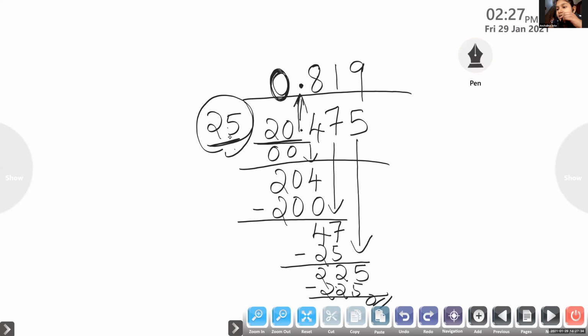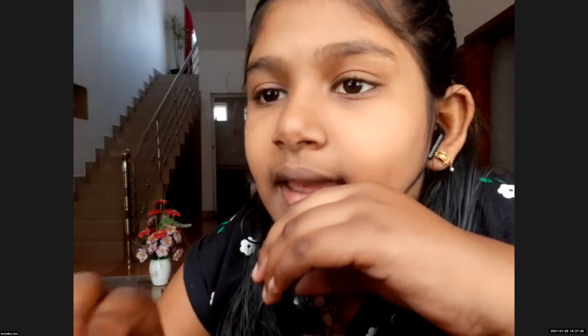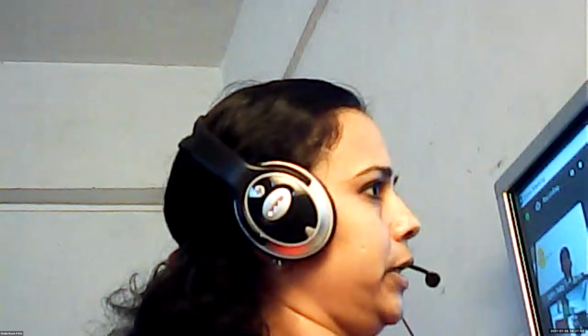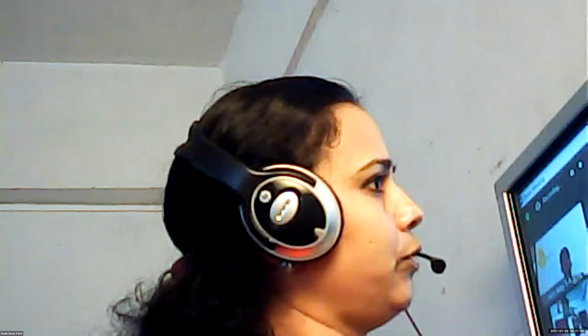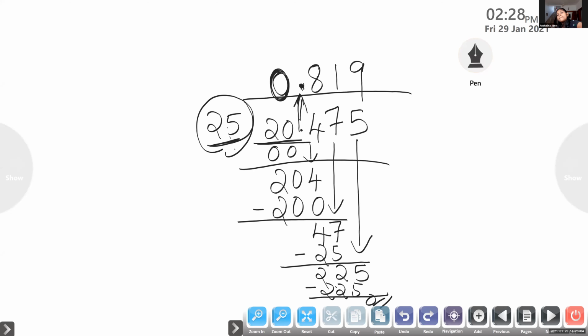Ma'am, but sometimes if the number we are taking to divide by the divisor is smaller than the divisor, we usually add the next number also to that number. But no, we will add 0 also there. Okay, ma'am. But we were learning without a decimal point, but here we have a decimal point, so you have to put the 0 also, then you have to place the decimal point also.